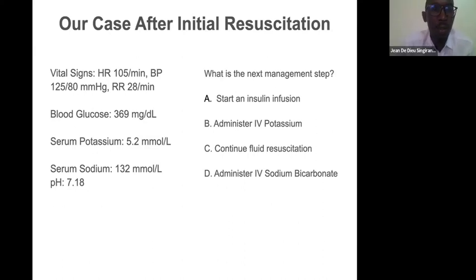So let's go to our case. After giving fluids, the heart rate becomes 105 per minute. The blood pressure becomes 125 over 18 millimeter of mercury. The respiratory rate is 28. The blood glucose was 369 milligram per deciliter. Serum potassium was 5.2. Serum sodium was 132 millimole per liter. And the pH was 7.118. What is the next management step? Start insulin infusion, administer IV potassium, continue fluid resuscitation, or administer IV sodium bicarbonate. So you can press pause and we answer the question.